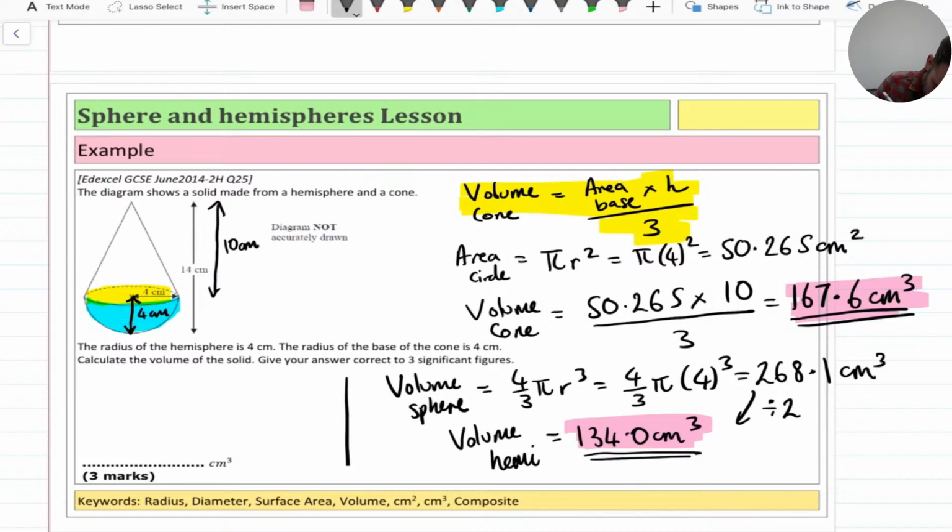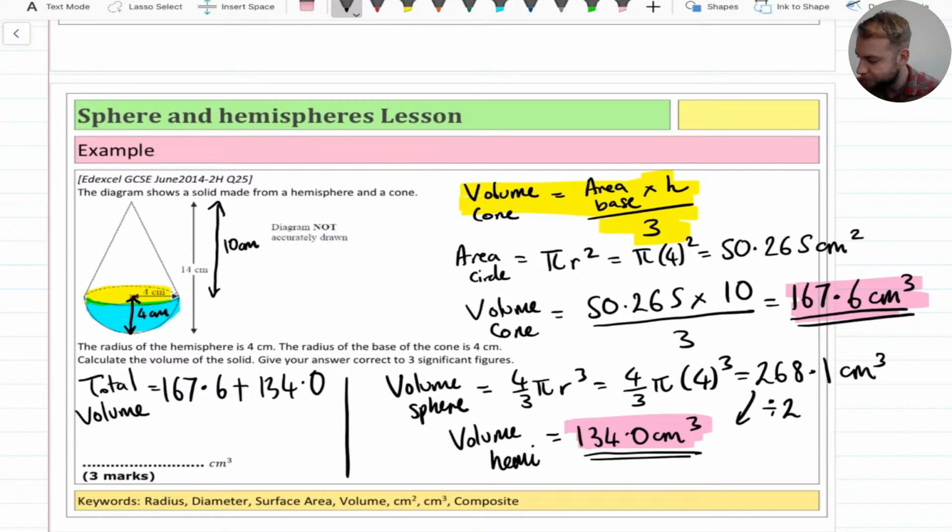So the total volume is going to be equal to 167.6 plus 134.0. So 167.6 plus 134 is equal to 301.6 centimeters cubed.